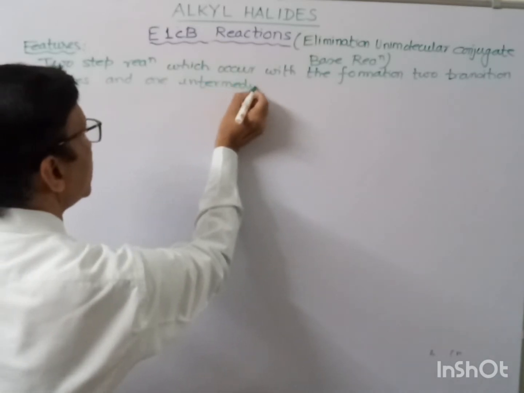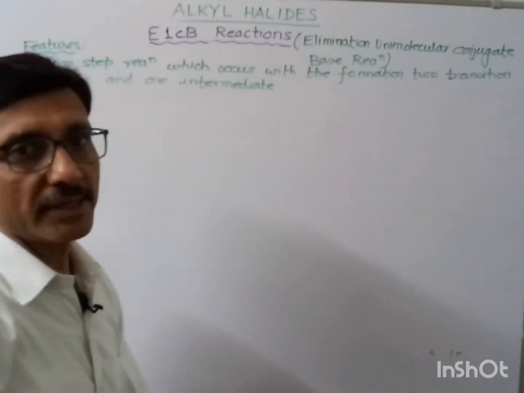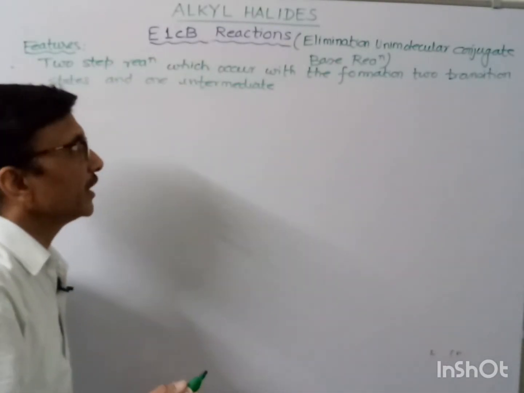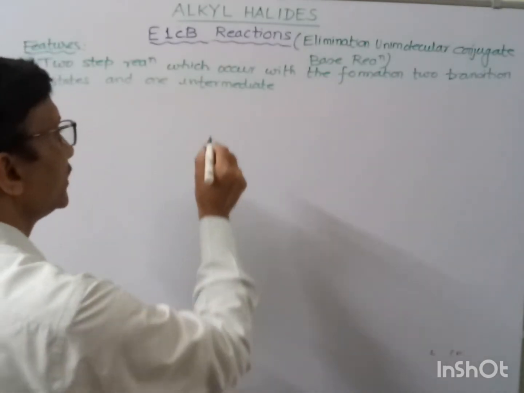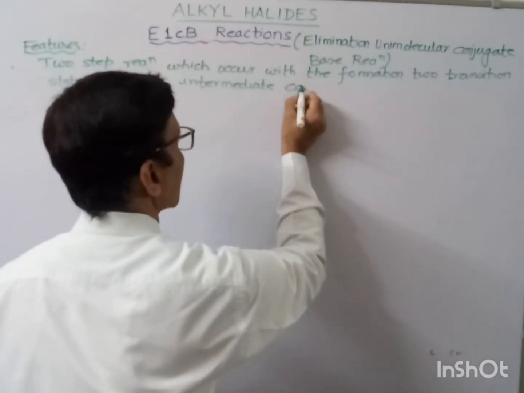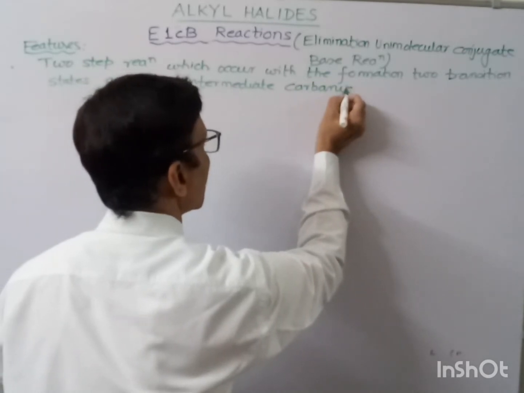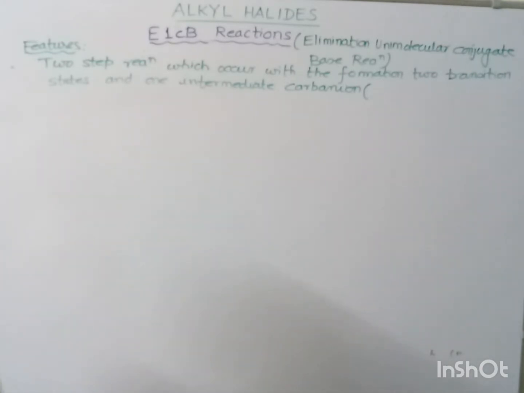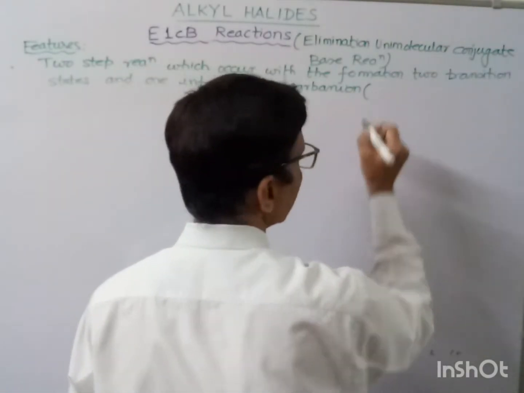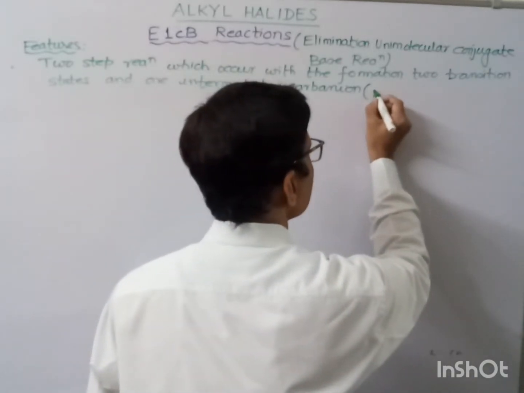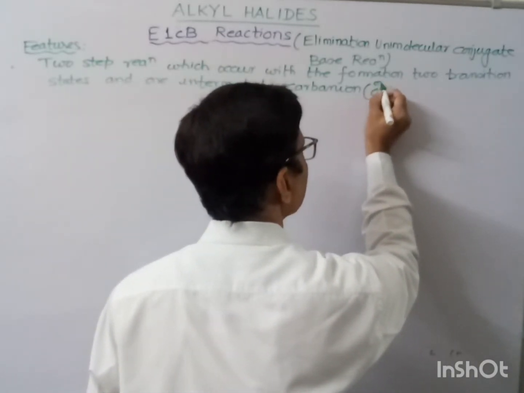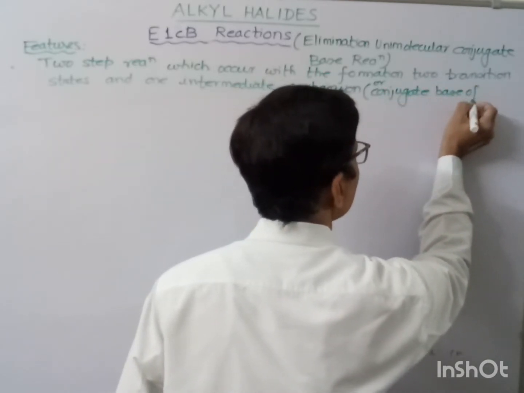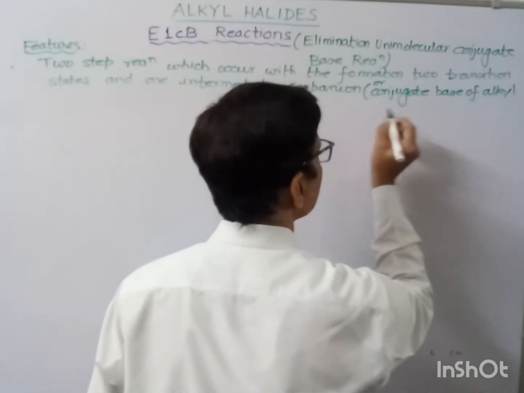And here the intermediate is a carbanion. In the E1 reaction what we saw, the intermediate was a carbocation. So here the intermediate is a carbanion, which is formed as a conjugate base. So the conjugate base of this alkyl halide is formed over here.